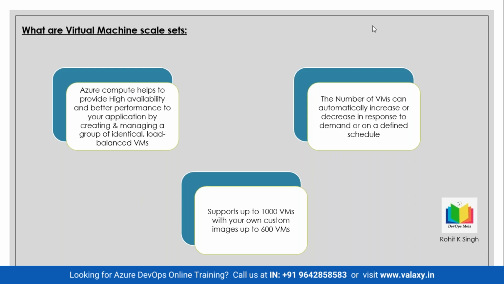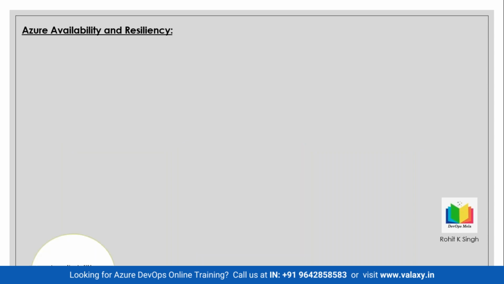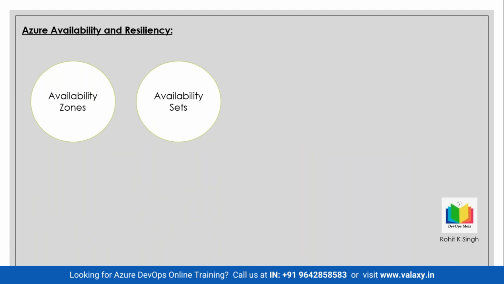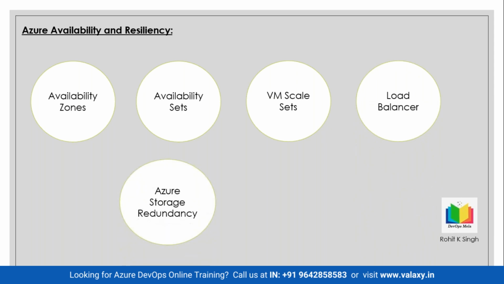So this is the second topic of today's session, guys: virtual machine scale sets. In the availability and resiliency topic, we have spoken about what exactly is availability zone, what exactly is availability set, and load balancer. Now the fourth topic will be talking about virtual machine scale sets. Now what exactly is a virtual machine scale set?